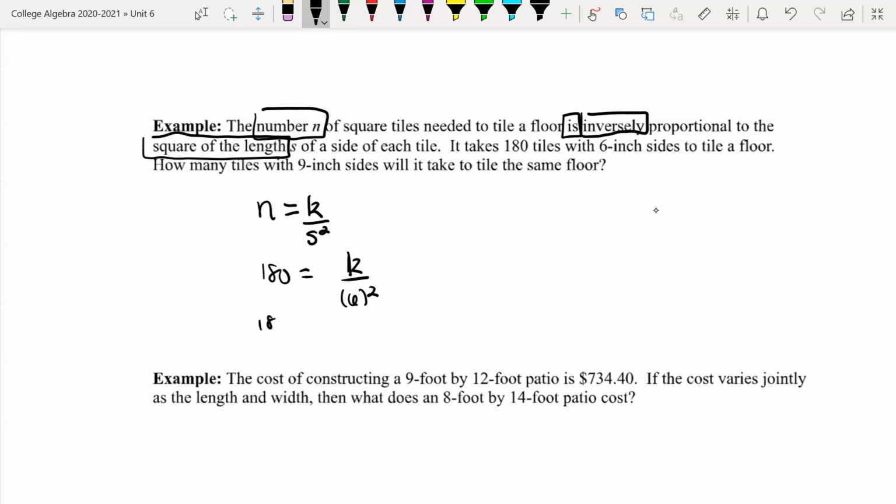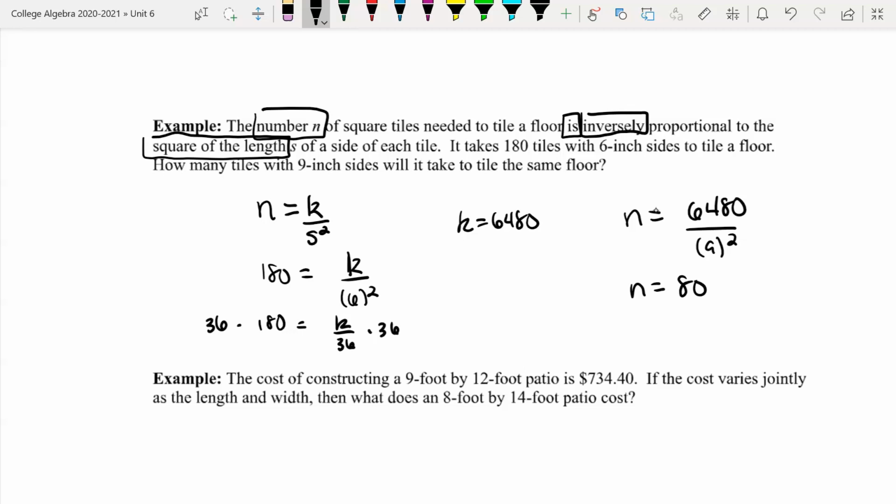6 squared, K over 36. All right, because it says inversely. I'm going to multiply both sides by 36. K is 6,480. So now it says 9-inch side, so we're going to use that 6,480, but now we're going to do 9 squared. So we're going to divide it by 81, and we should get 80 tiles. And if you think about it, if they're bigger squares, it should take fewer tiles.